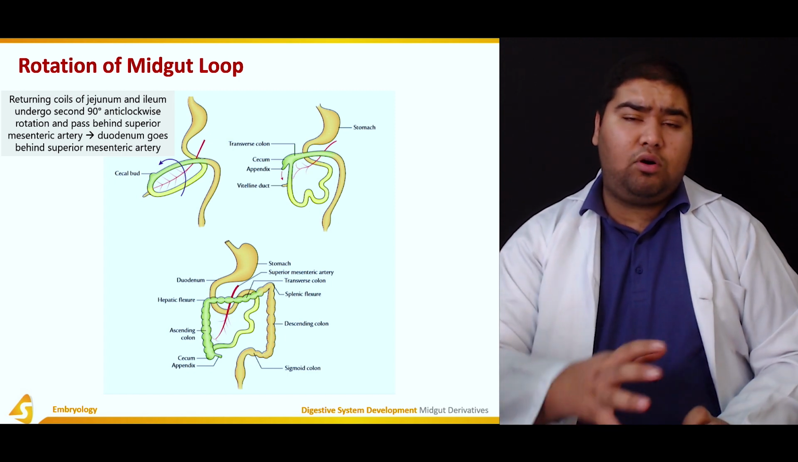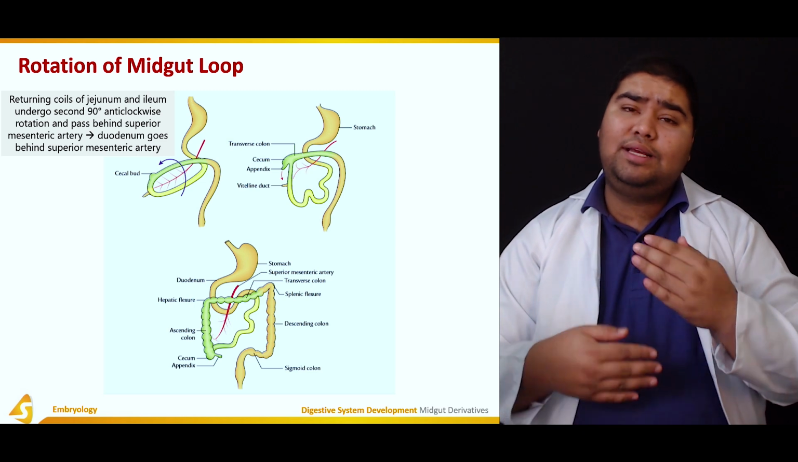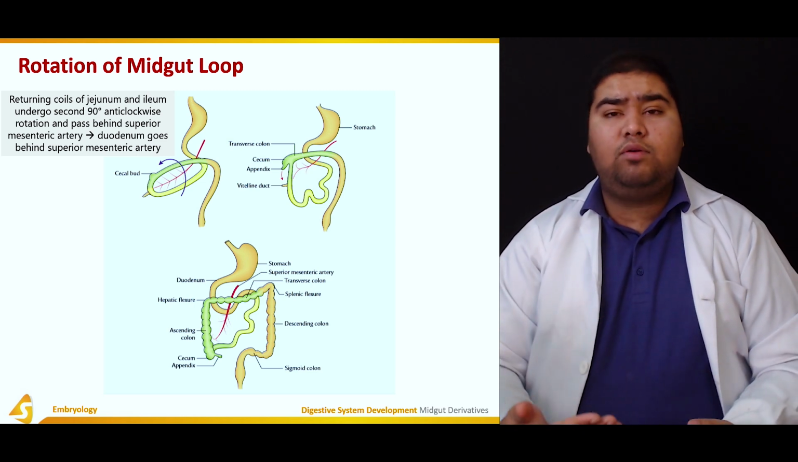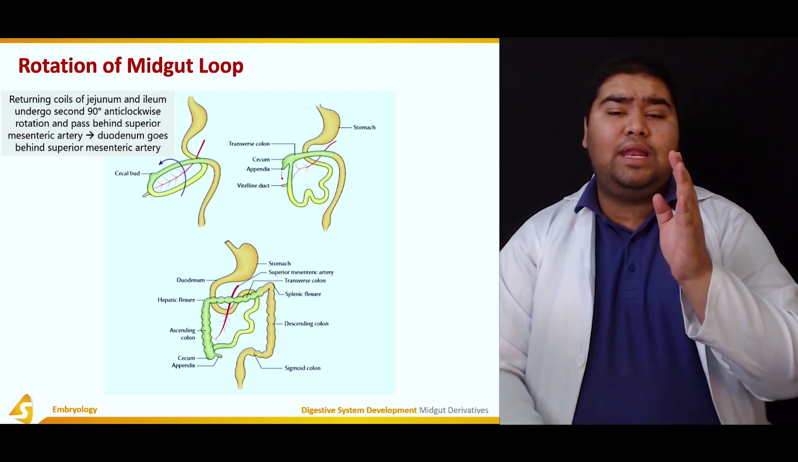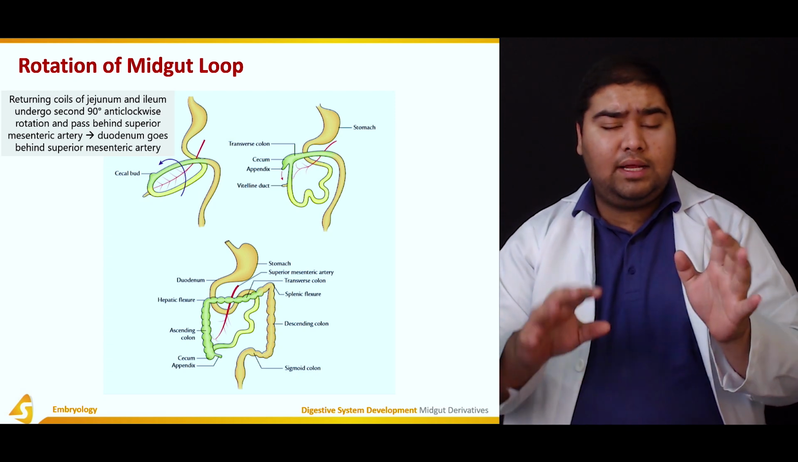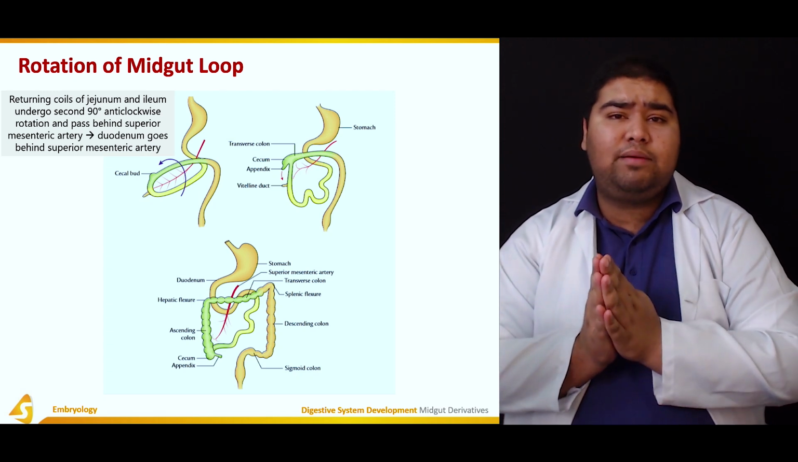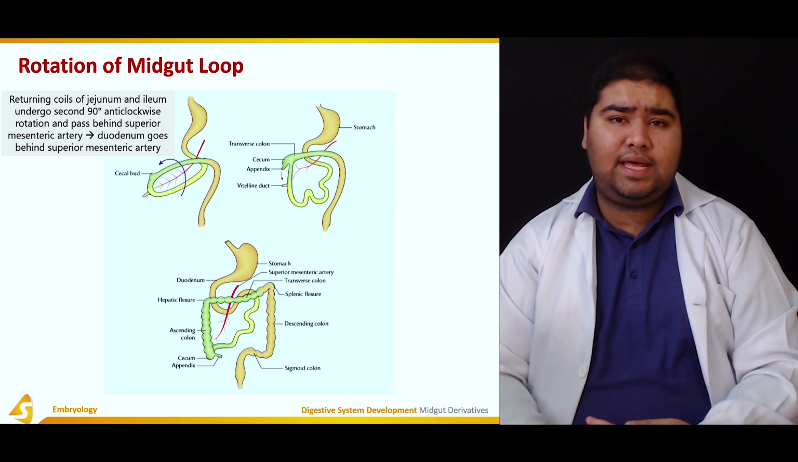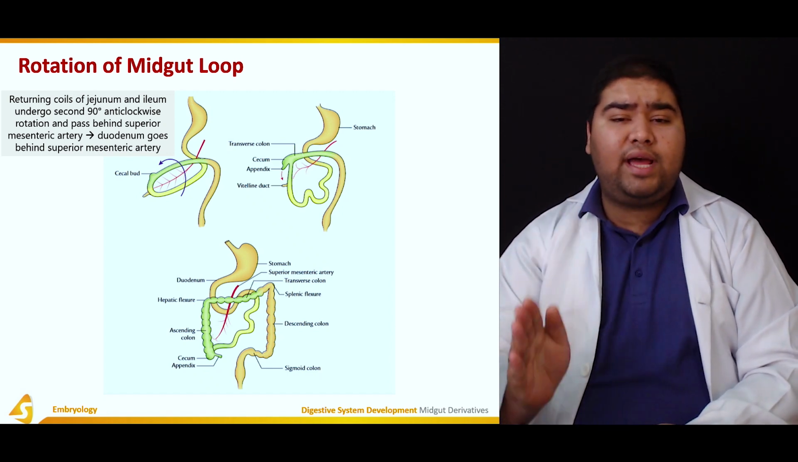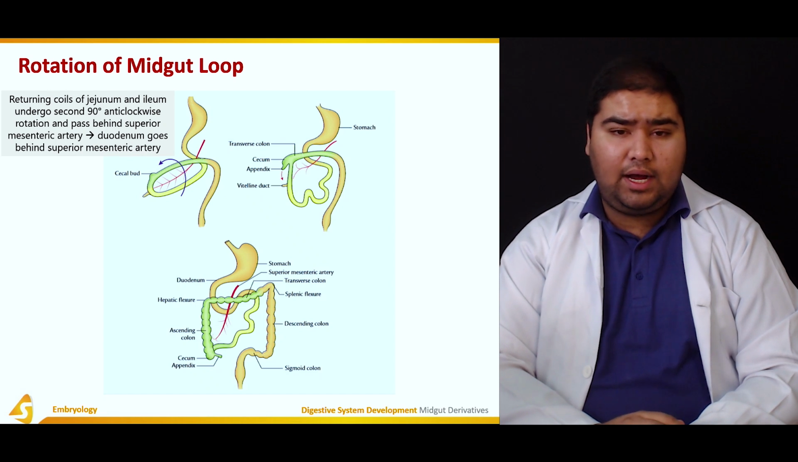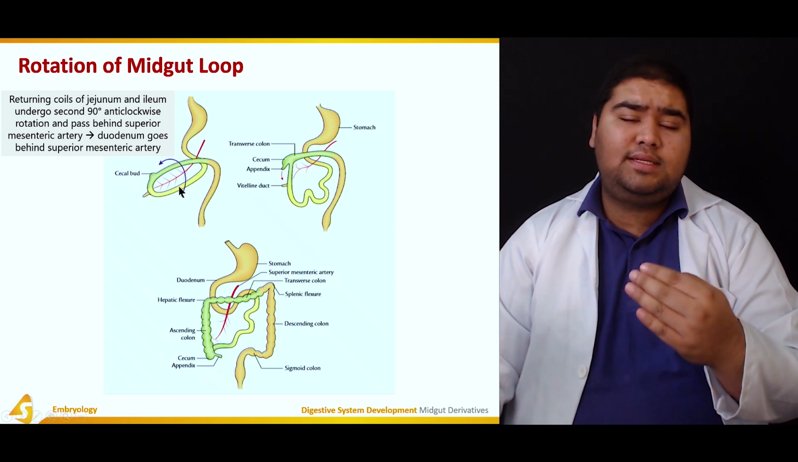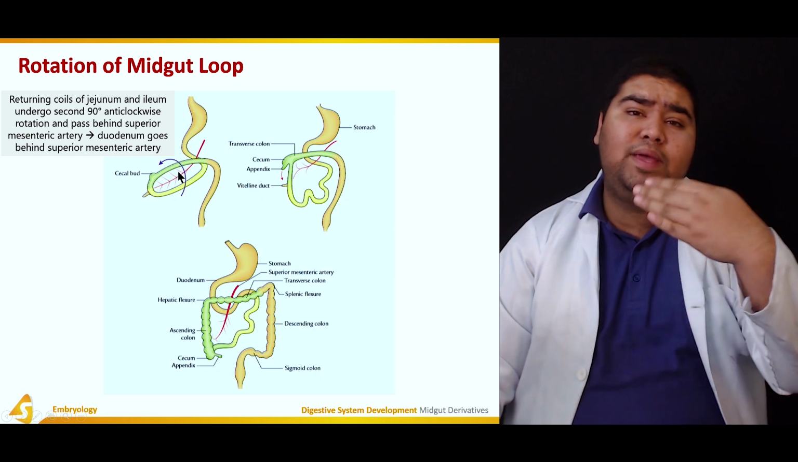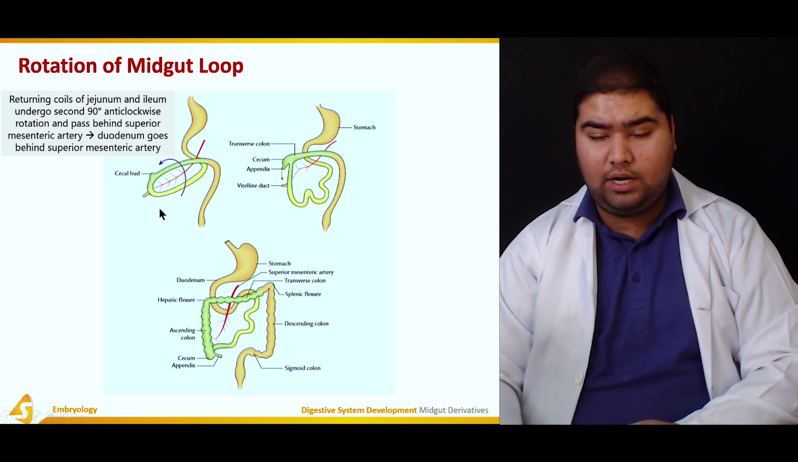Now from the umbilical cord they are returning, but they undergo another 90-degree anti-clockwise rotation. This causes the prearterial segment, which was initially lying on the right side of the superior mesenteric artery, to lie behind the superior mesenteric artery. So this is the second rotation.